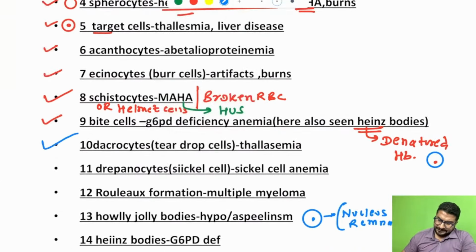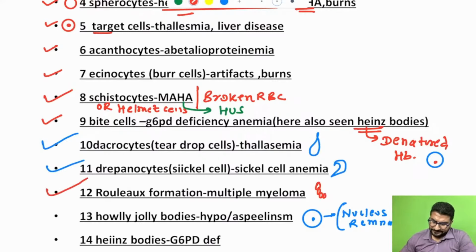Coming to dacrocytes. Dacrocytes are called teardrop cells. They look like a drop of tear. Drepanocytes are sickled RBCs. They look like a sickle. Rouleaux formation means RBCs stack one on top of another like this. We call this rouleaux formation. It is seen in multiple myeloma.